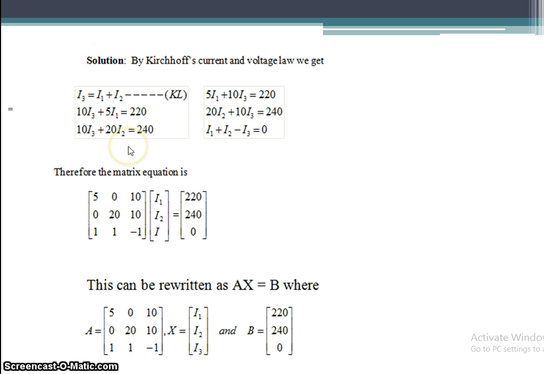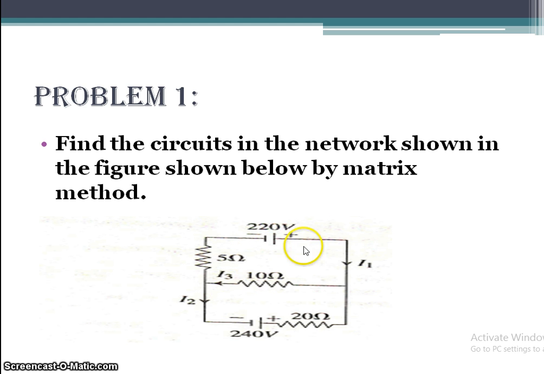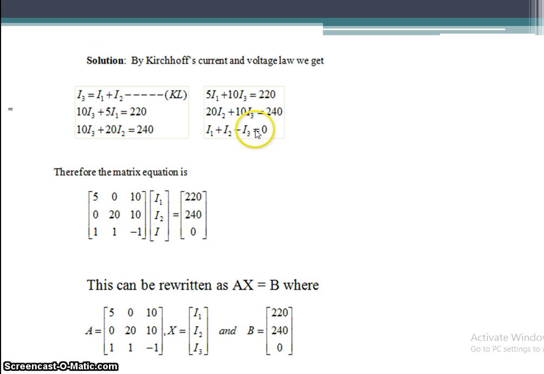Then, based on the current, first we take the upper loop here. So 5I1 plus 10I3 equal to the output, which is 220 volt. So this is the method. 5I1 plus 10I3 equal to 220 volt.